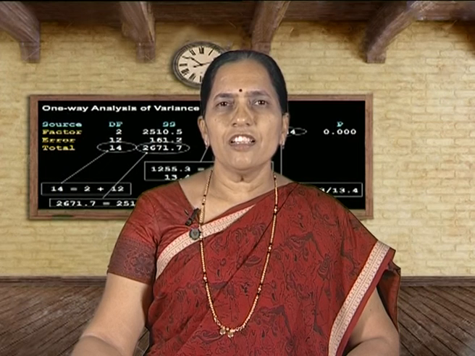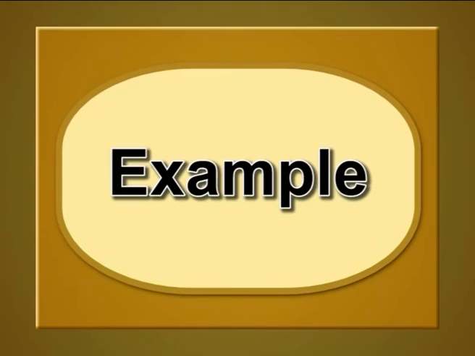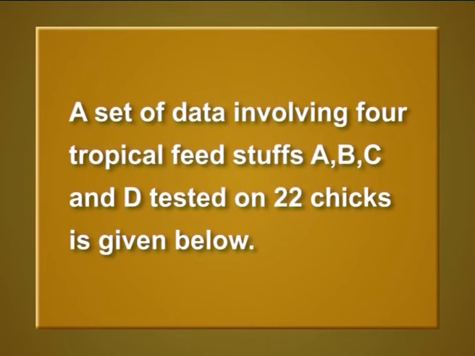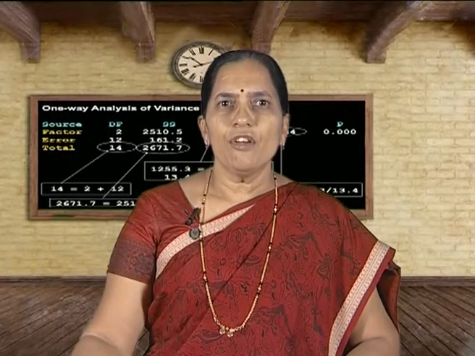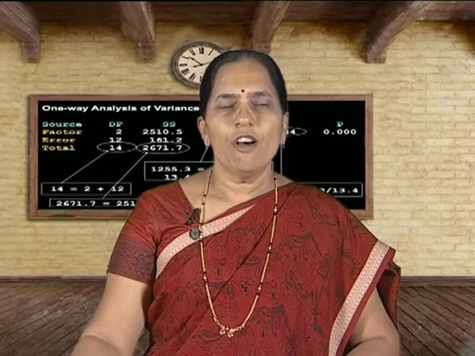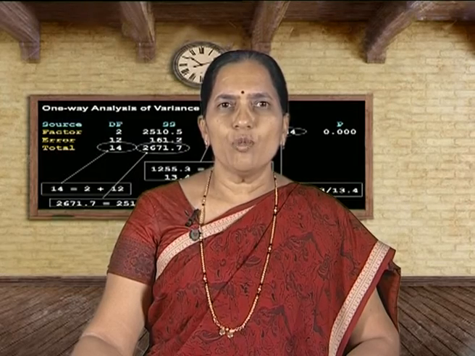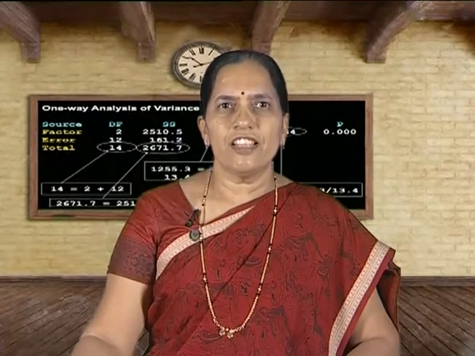Let us discuss the complete analysis using an example. Consider the following example. A set of data involving 4 tropical feedstuffs named A, B, C and D tested on 22 chicks is given below. All the 22 chicks were treated alike in all respects except the feeding treatment. That means all the chicks are treated as homogeneous. Let us analyze this data.